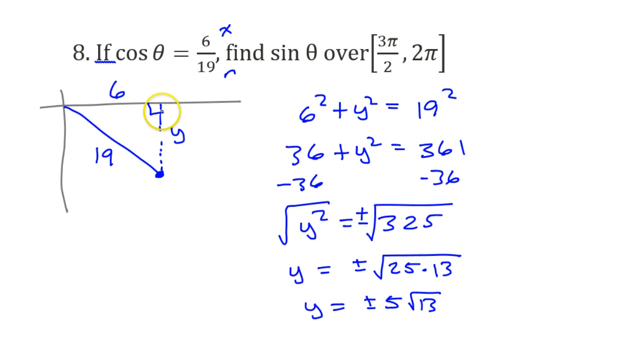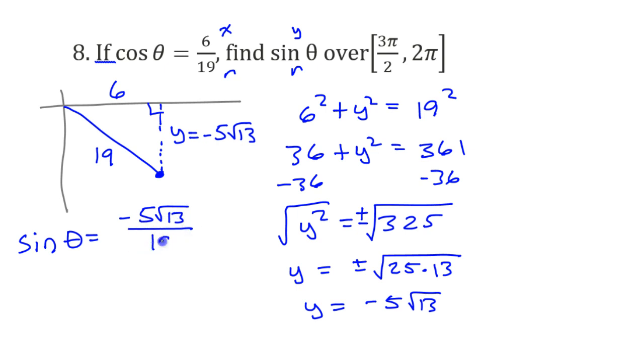Now, as I said, the y value has to be negative, so I'm going to go ahead and call this negative 5 radical 13. So that is my y value, negative 5 radical 13. So now I can use that to find the sine function. So sine is y over r. So sine theta is going to equal negative 5 radical 13 over 19. And that's it.